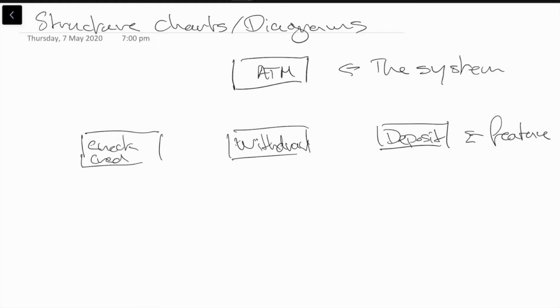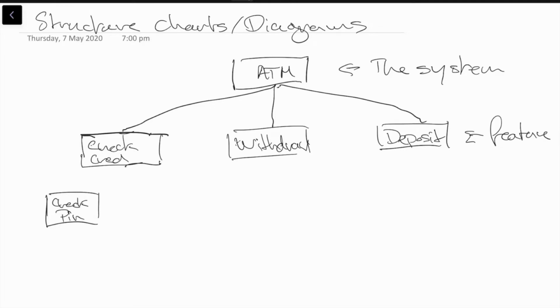Underneath this, we have the actual modules that we're going to build. So if we check your credentials, you'll have check pin, won't you? So check pin. Now, in order for us to show that these modules are connected, we draw a straight line from that to that, that to that, that to that, and this to this.